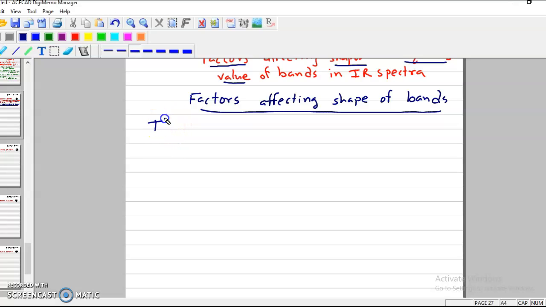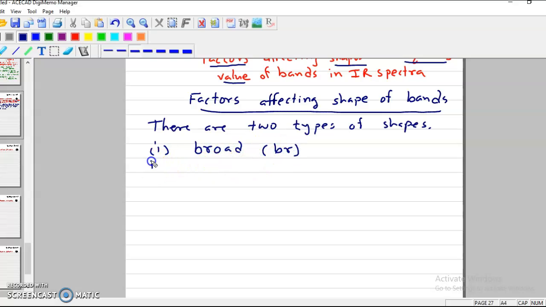There are two types of shapes, particularly with respect to bands. The first one is broadband, for that we write BR, and second one is sharp band, for that we write SH. Okay, so let us take first of all broadband.